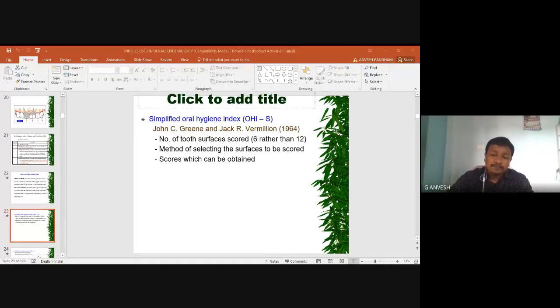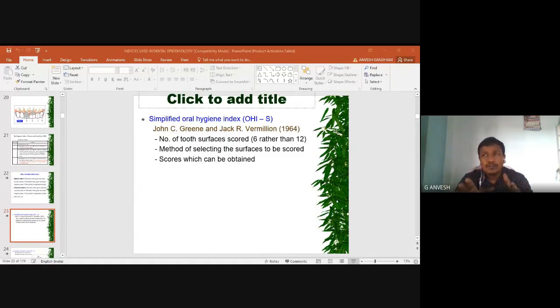So here we score only 6 teeth in the particular segment. So the number of tooth surfaces scored are 6 rather than 12. Whereas in the case of the oral hygiene index, we examine both the buccal and lingual surface in a particular segment. Whereas in the simplified one, we examine only 6 surfaces among the 6 segments.